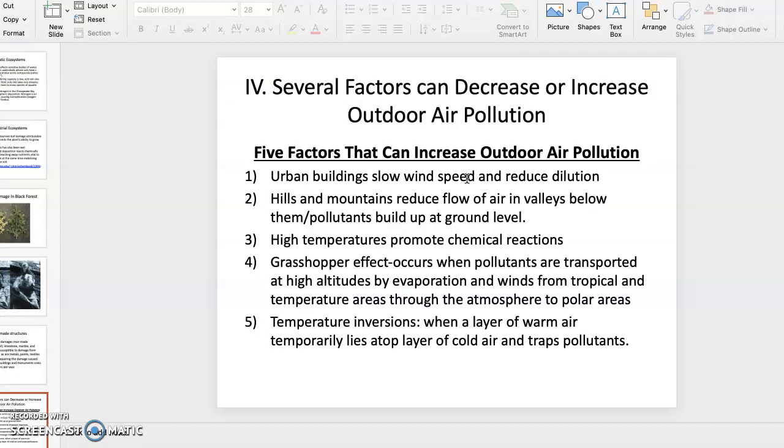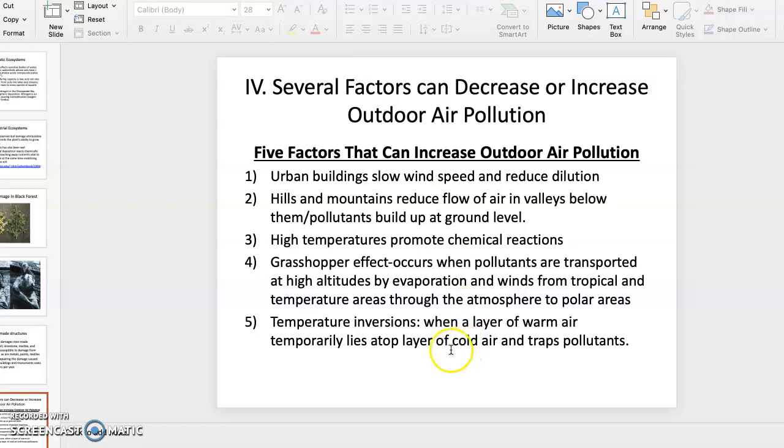So several factors that can decrease or increase outdoor air pollution. Factors that can increase: urban buildings slow wind speed and reduce dilution. Hills and mountains reduce airflow, and valleys below them, this is where pollutants will build up at ground level. High temperatures promote chemical reactions. Grasshopper effect occurs when pollutants are transported at high altitudes by evaporation and winds from tropical and temperate areas through the atmosphere to polar areas.